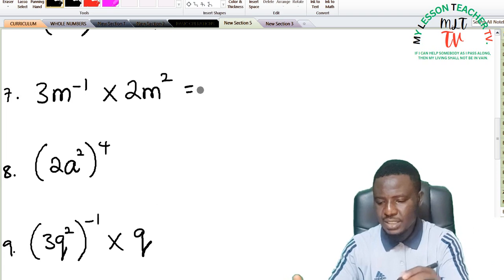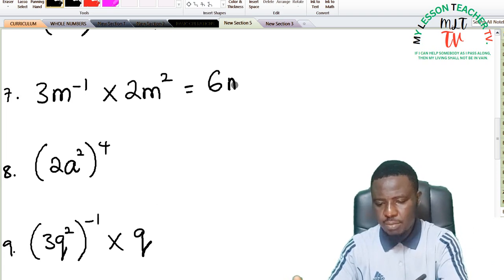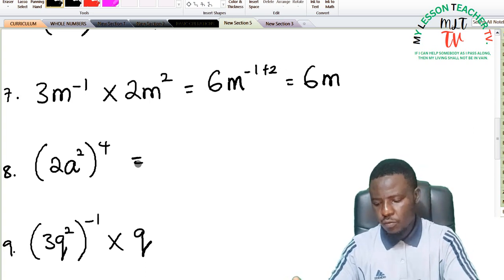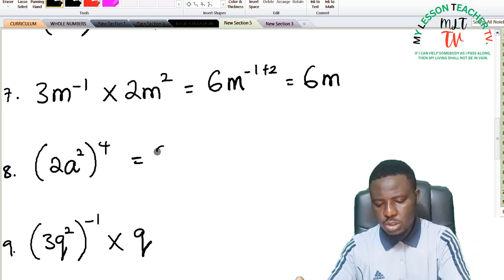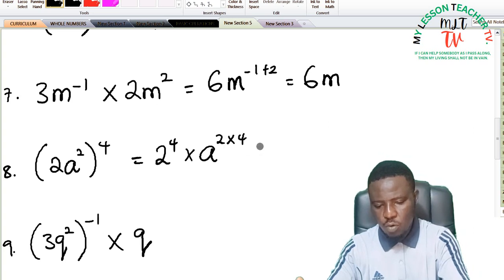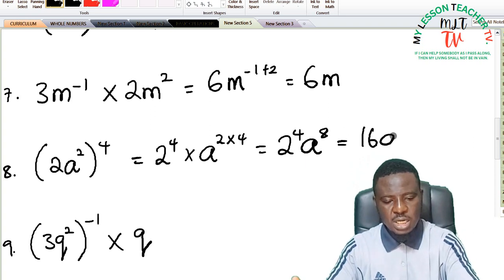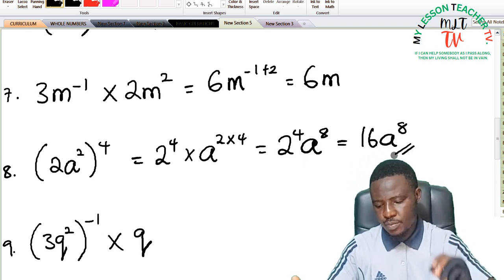Number 7: this is equal to 6m raised to the power of minus 1 plus 2, which is equal to 6m raised to the power of 1, and that is 6m. For number 8, this can be said to be the product law. So this is 2 raised to the power of 4 times a raised to the power of 2 times 4, which is equal to 2 raised to the power of 4 times a raised to the power of 8. You can simplify this to be 16a to the power of 8.